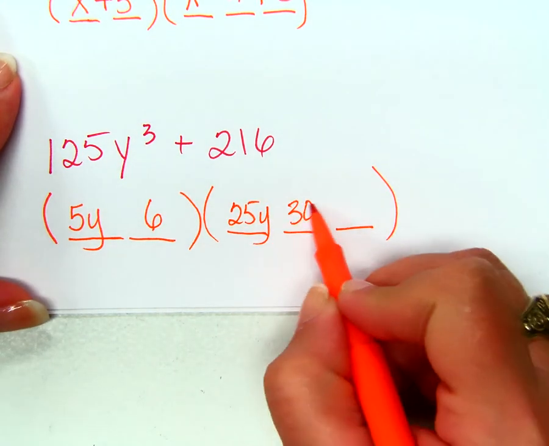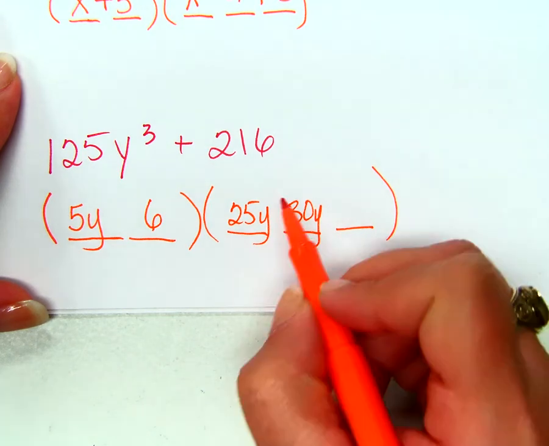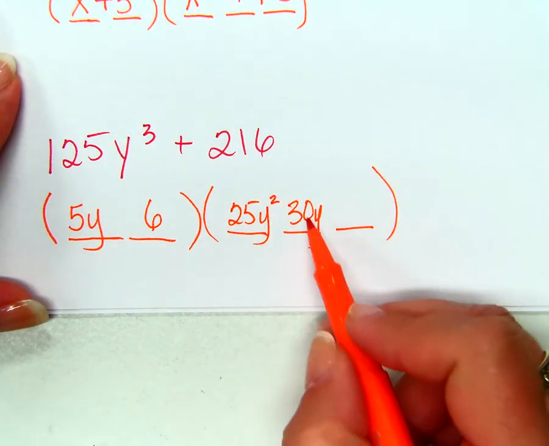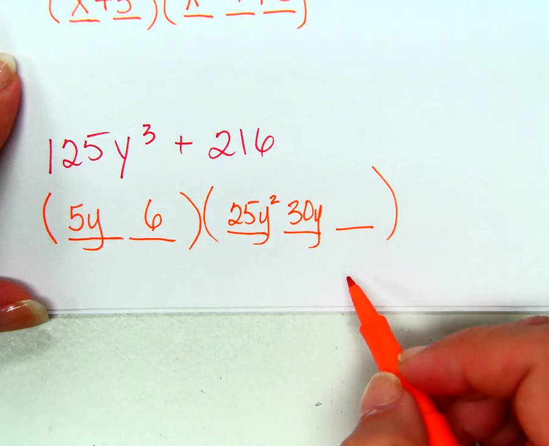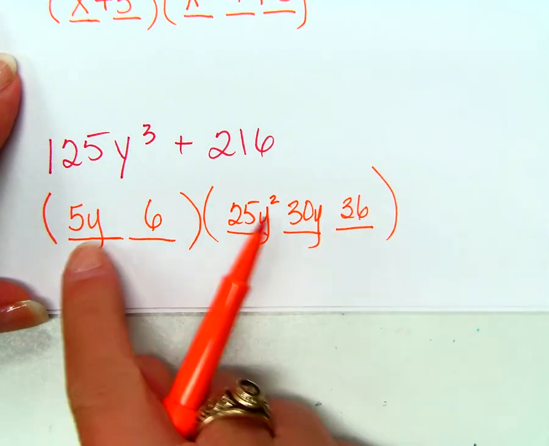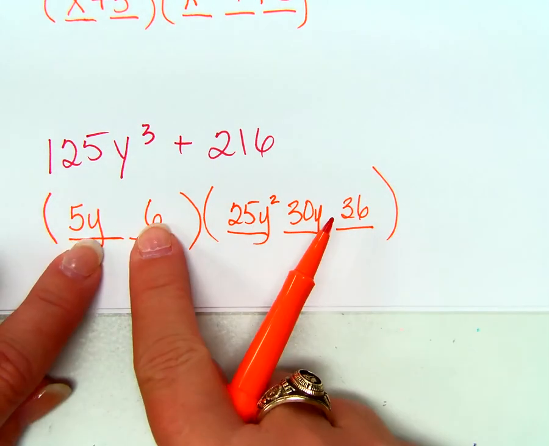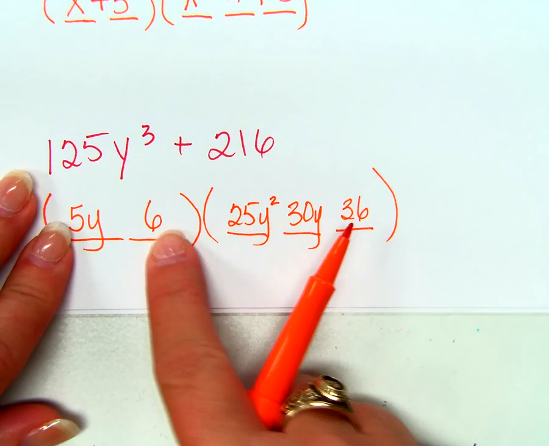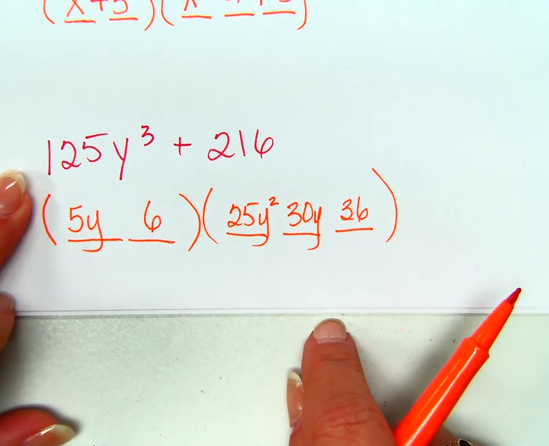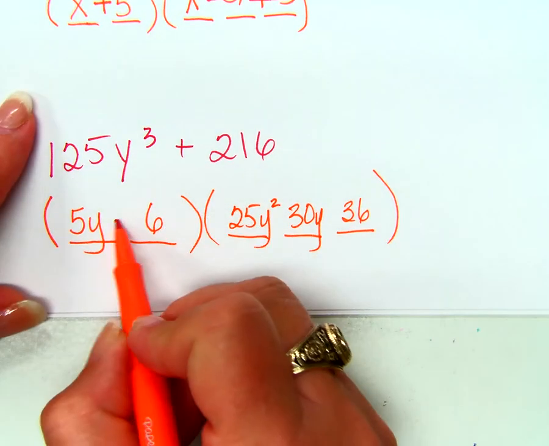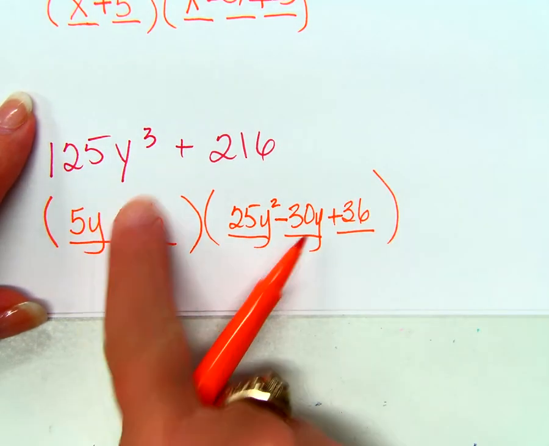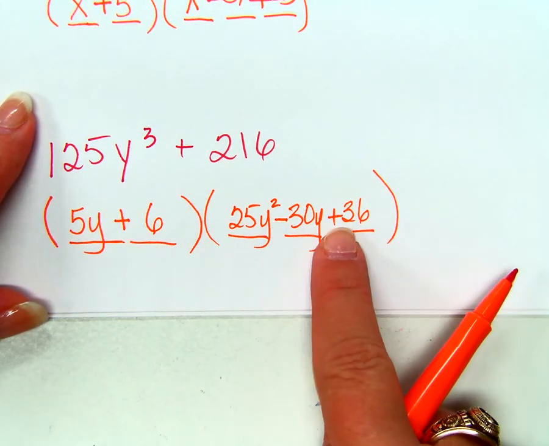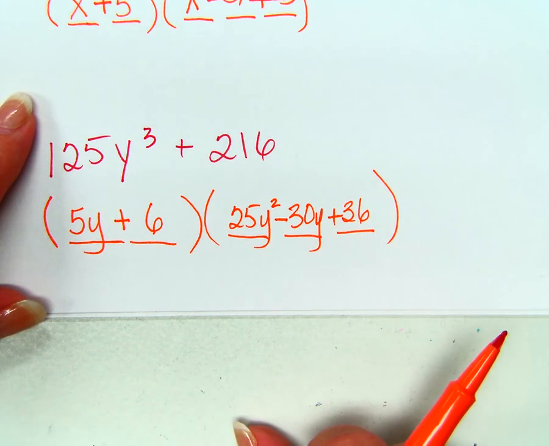30. Uh-oh, I messed up. What did I do? 25y squared. Thank you. Okay, so this is 30y, and what goes at the end? 36. Square the first. First times the second. Square the last. You good? What are the signs? Plus, negative, plus. Same as the problem. Opposite of that, always plus. Good with that?